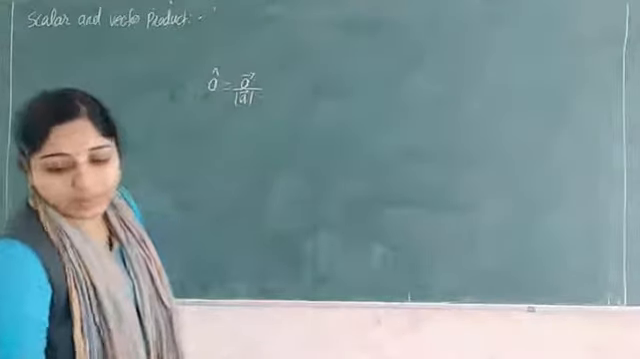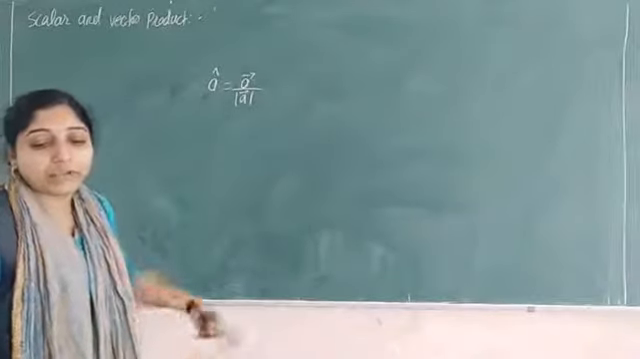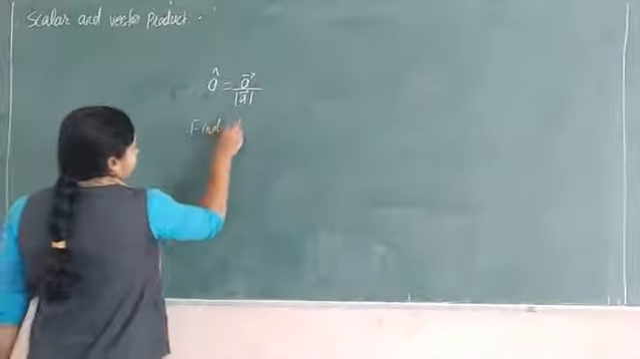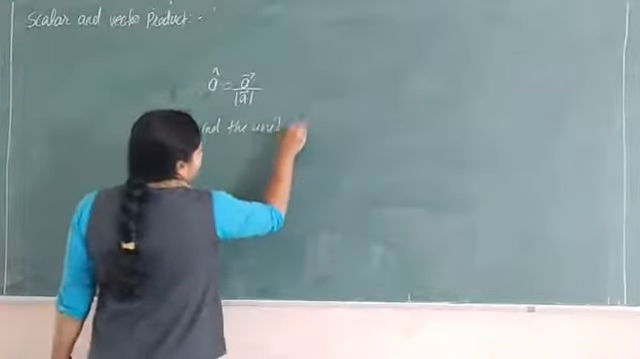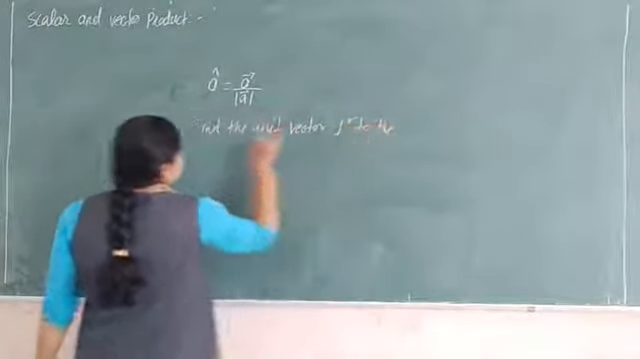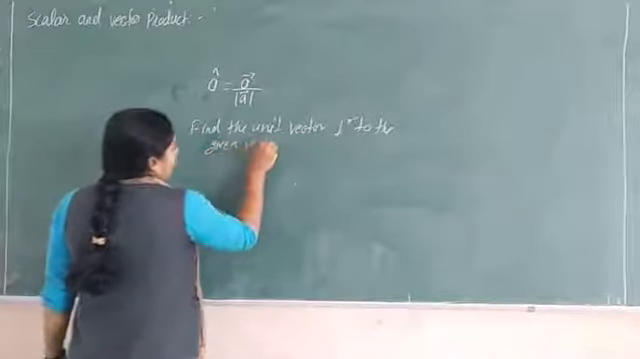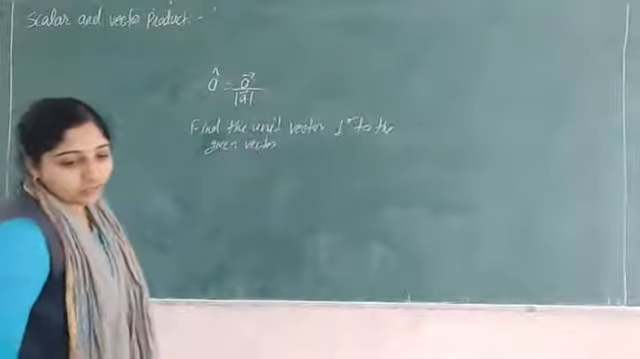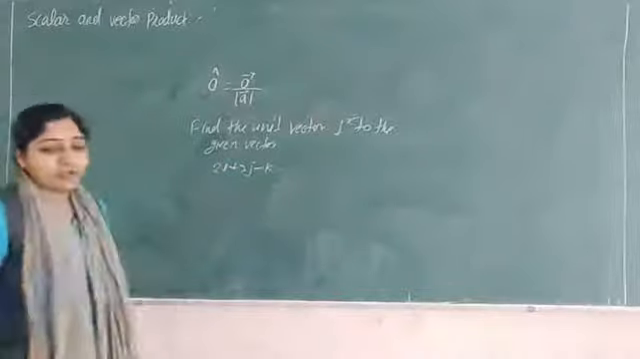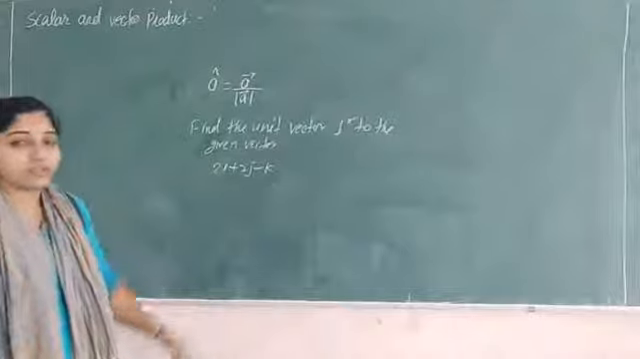Okay, for example, they can ask the question: find the unit vector perpendicular to the given vector. Suppose the given vector is 2i plus 2j minus k. Find the unit vector perpendicular to the given vector. Here what is the given vector? 2i plus 2j minus k.